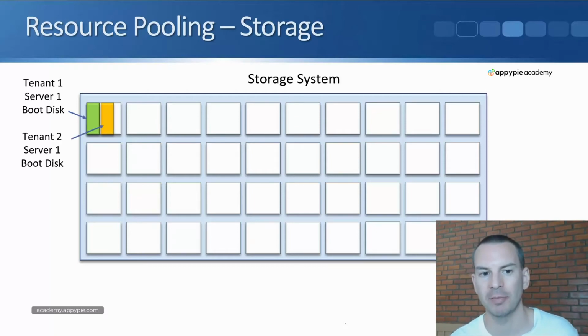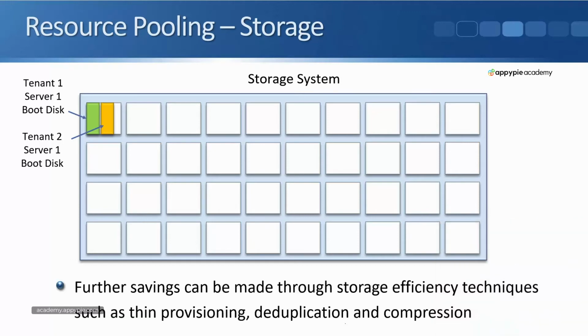I'm also going to take a slice of my storage and provision that as the boot disk for tenant 2, server 1. So you can see by having this shared centralized storage, it makes it really efficient. Rather than having to give whole disks to different servers, I can just give them exactly how much storage they require. Further savings can be made through storage efficiency techniques such as thin provisioning, where I can actually make it look to the servers like they have got more storage than I've got underlying physical disks underneath.